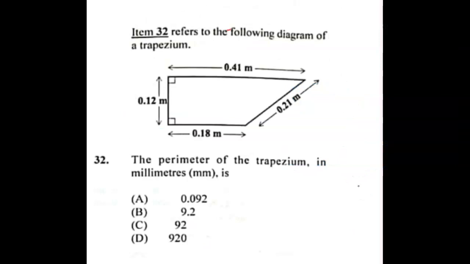Now, in number 32, they ask what is the perimeter of the trapezium in millimeters. Now, that's the trick here, right? Because they give us all the measurements in meters, but we want it in millimeters.